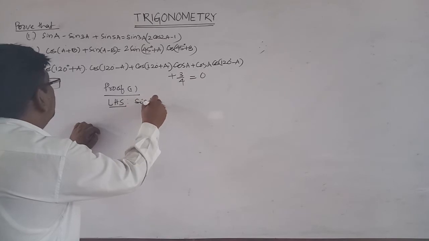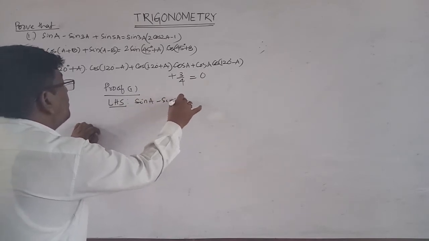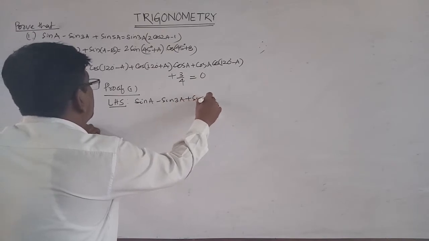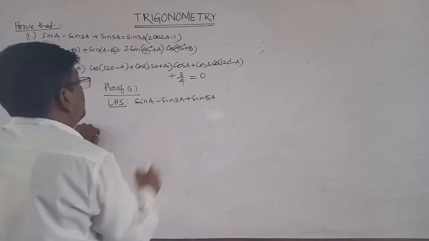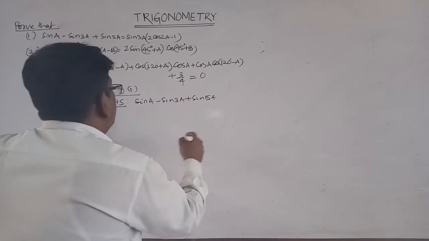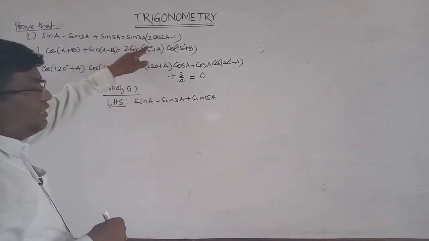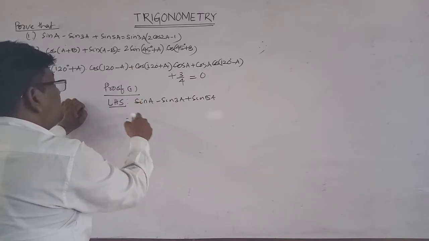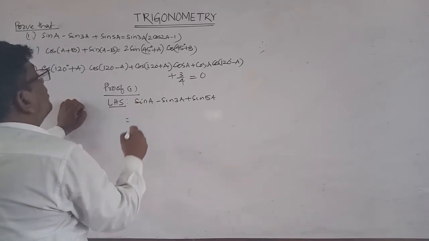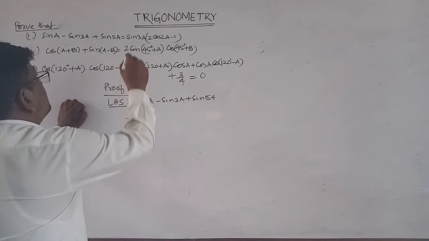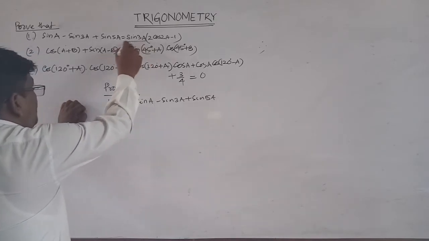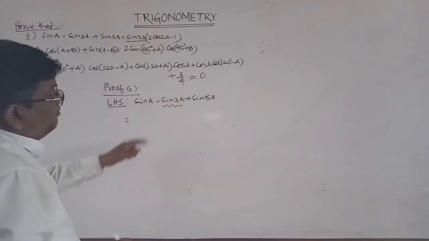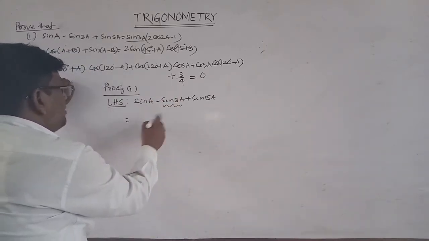sin A minus sin 3A plus sin 5A. This is equal to what? We have to prove sin 3A into (2 cos 2A minus 1). The right hand side is equal to sin 3A, so sin 3A takes it. So what happens?